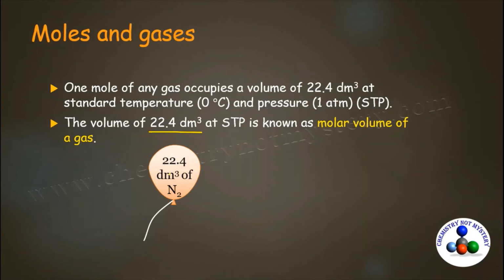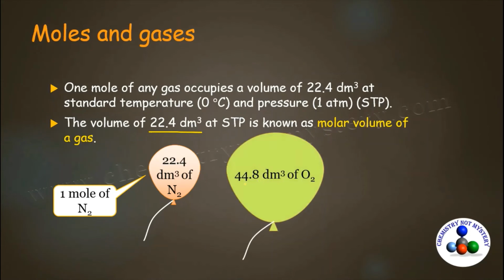For example, this balloon is filled with 22.4 dm³ of nitrogen gas. That means it contains 1 mole of nitrogen. And another balloon is filled with 44.8 dm³ of O2 gas. So it will contain 2 moles of oxygen.